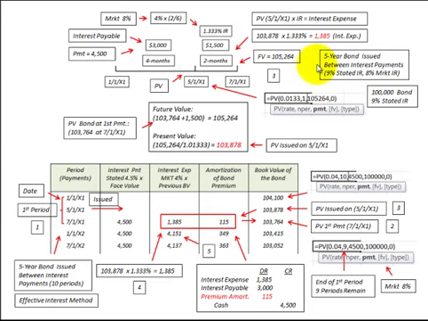of $4,500 each. And those payments are based on a 9% stated rate of interest on the bond annually, or 4.5% per period. Now, we're going to amortize the bond, and we're going to calculate its interest expense based on a market rate of 8% per year or 4% per period.